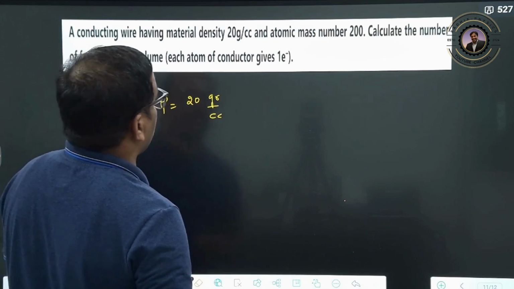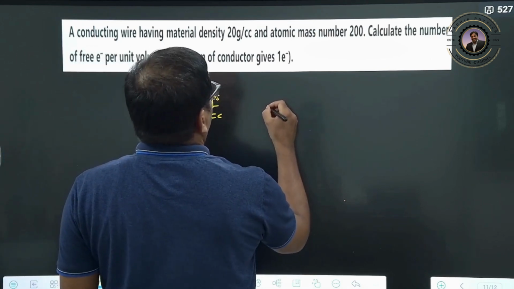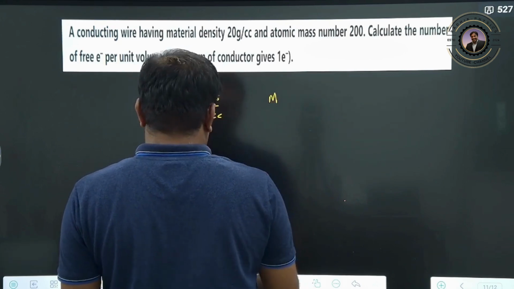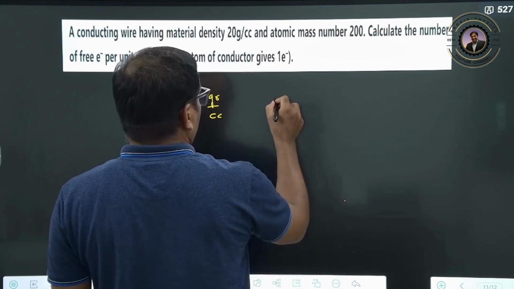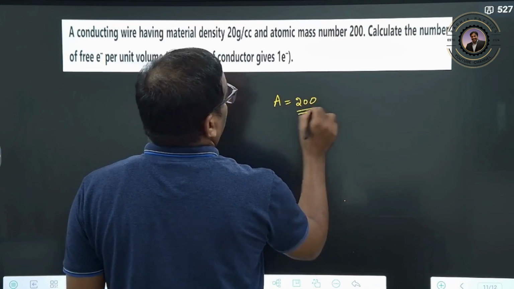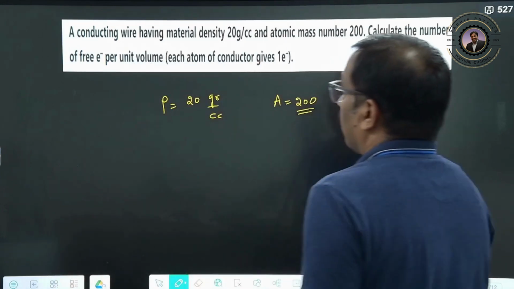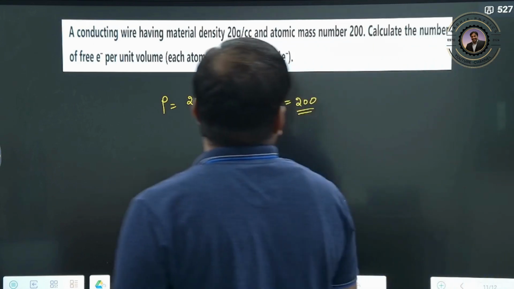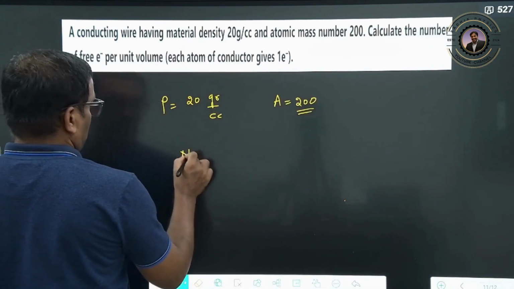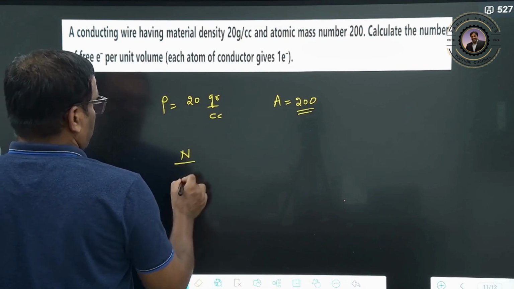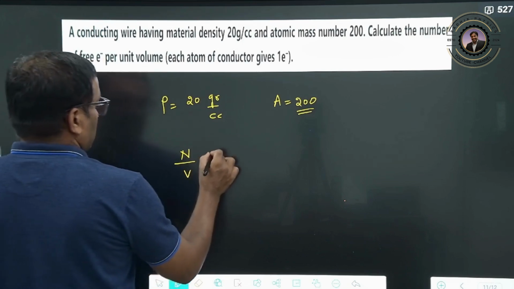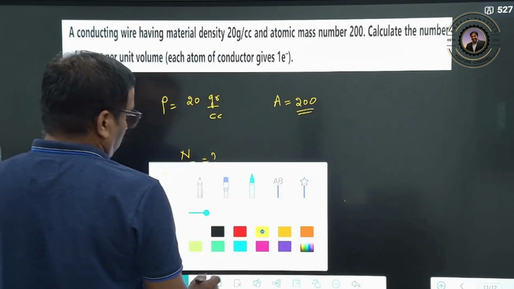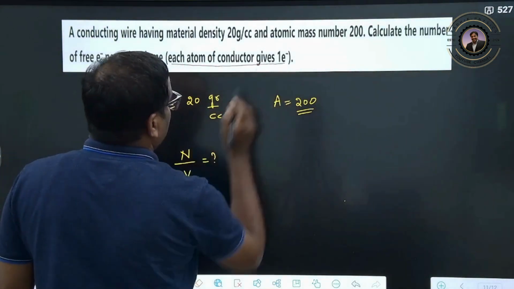So atomic mass number, A, is equal to 200. Calculate the number of free electrons per unit volume. Therefore, he is asking the number of free electrons per unit volume, and he told that each atom will give us 1 electron.